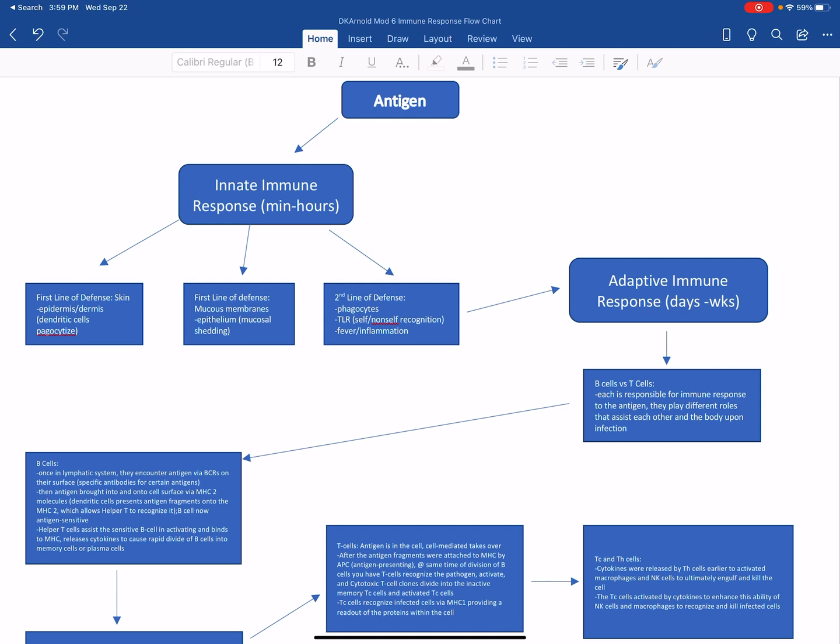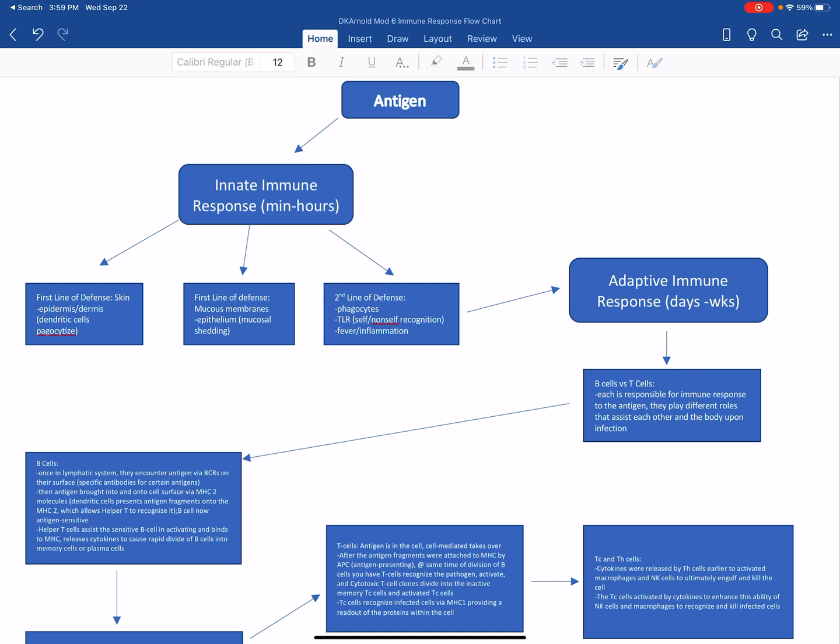So we'll start with the antigen interacting with our body. The first thing that's going to happen is it will interact with our innate immune response, and this whole response can happen within minutes to hours. As we know, in our innate immune response, the first thing that antigen is going to interact with is our first line of defense, which is our skin, that external barrier, which is our epidermis and dermis.